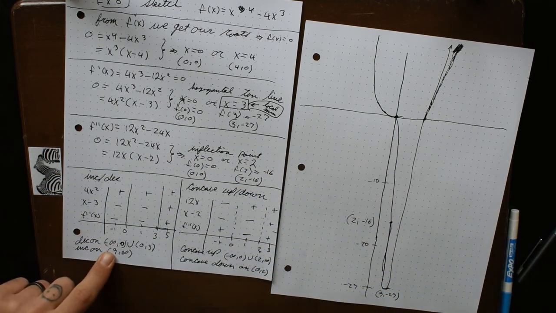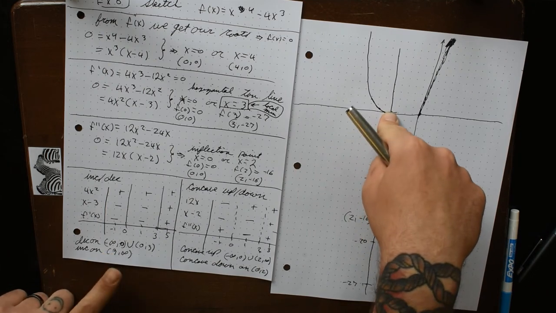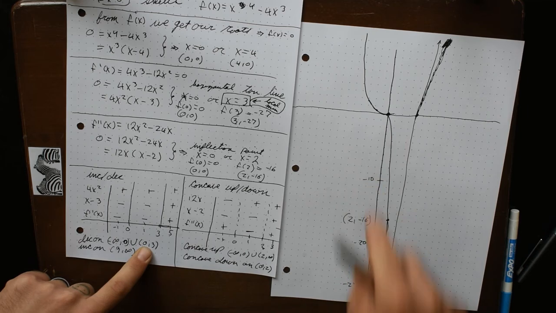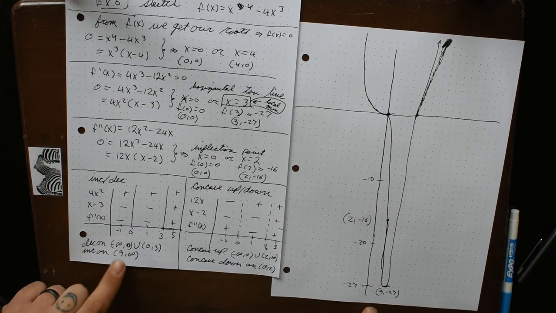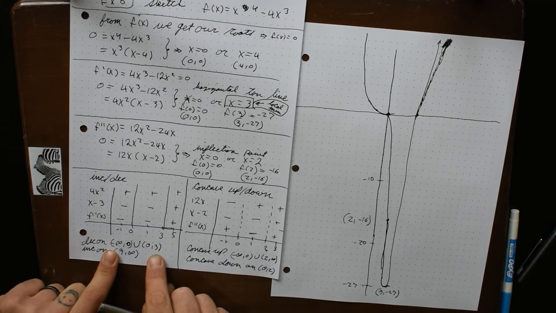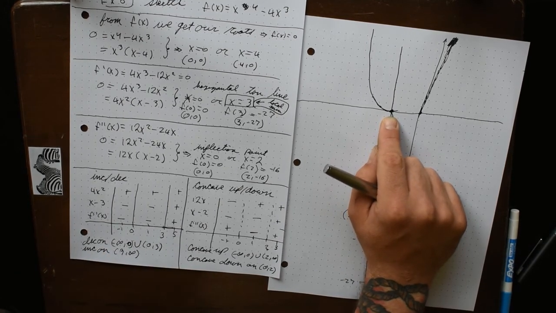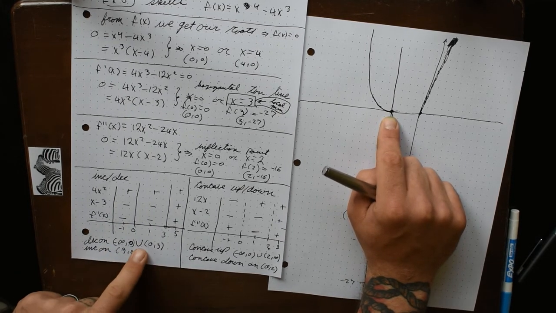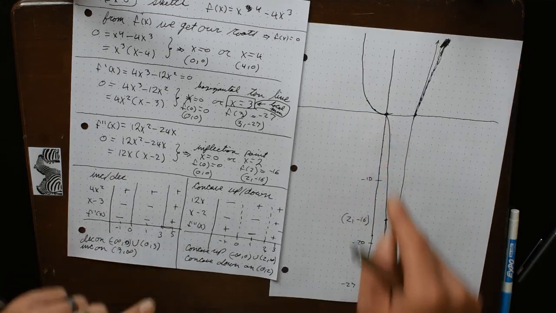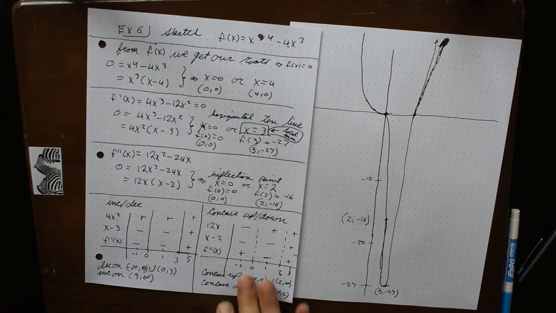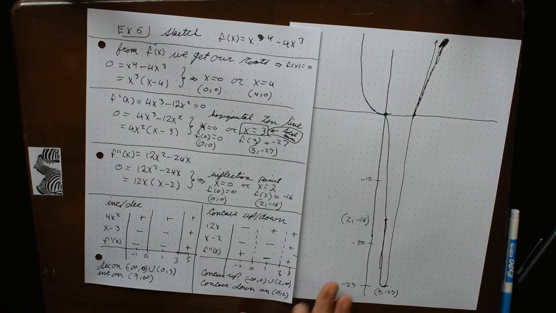But we're still decreasing from negative infinity to 0. And then from 0 to 3, we're not decreasing from negative infinity to 3 though, because right here, we're neither increasing nor decreasing. We have a horizontal tangent line. That's why we have that union in the middle. And then concave up, concave down. There's a lot to these problems.